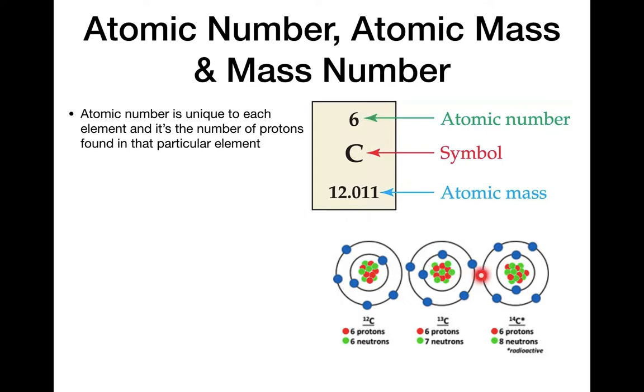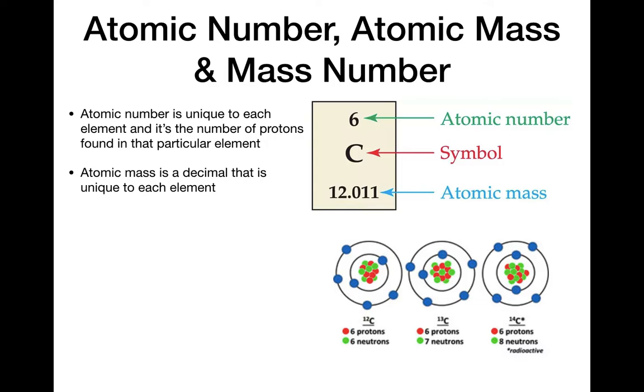So these are all different carbons. They all have 6 protons. So 6 protons, 6 protons, 6 protons. Every single one has 6 because that's what makes it carbon. So atomic number is always a whole number, and it's always the number of protons in that element. Okay, atomic mass is a decimal. Here it is for carbon, and it's unique to each element.